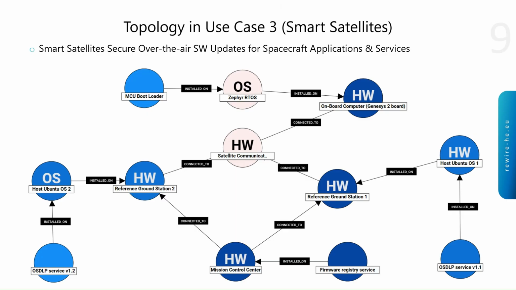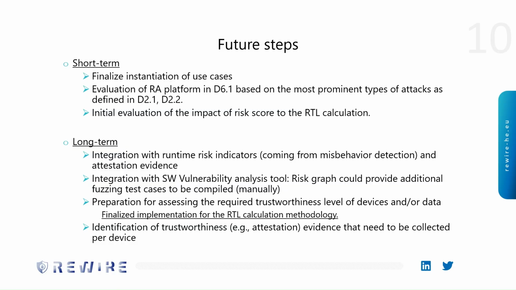To conclude this demonstration, first of all, the goal is to finalize the instantiation of the use cases in this risk assessment platform and evaluate the relevant KPIs to be reported in deliverable 6.1. As a final short-term goal, it is envisioned that the risk assessment platform supports the realization of the required trust level, which is essential for making any trust-related decision in the context of an overarching trust assessment framework.